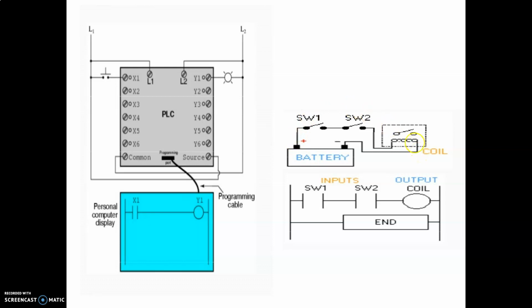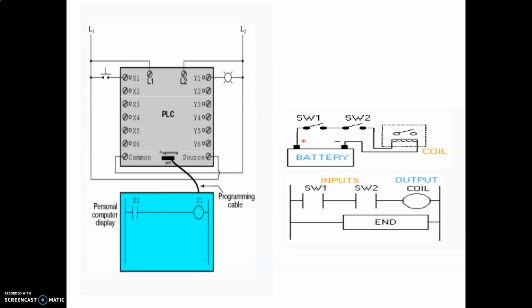So how can we activate this coil? Obviously we need to close these two switches, SW1 and SW2, right? So how can we present this simple example in a ladder logic diagram?